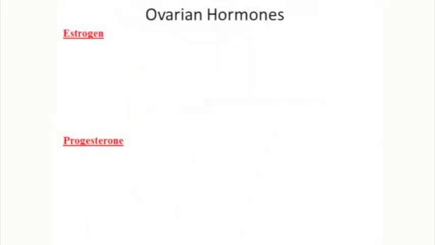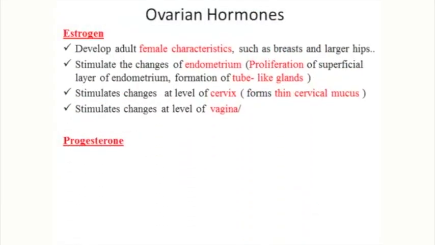Moving to estrogen and progesterone. So estrogen causes the development of breast and causes larger hips in females. It stimulates changes at the level of the endometrium, cervix, and vagina. At the level of the endometrium, it stimulates the superficial layer to start developing endometrium or uterine glands. So the superficial layer is going to thicken, and it's going to stimulate the production of the glands. They will appear like tube-like glands during the stimulation of estrogen.